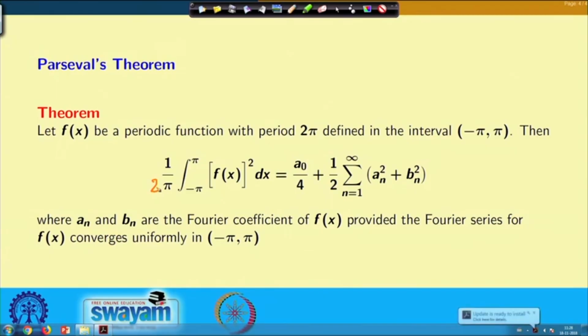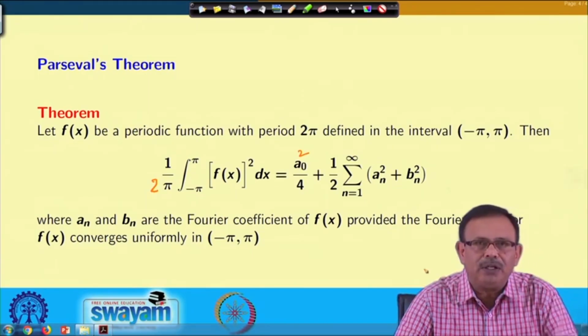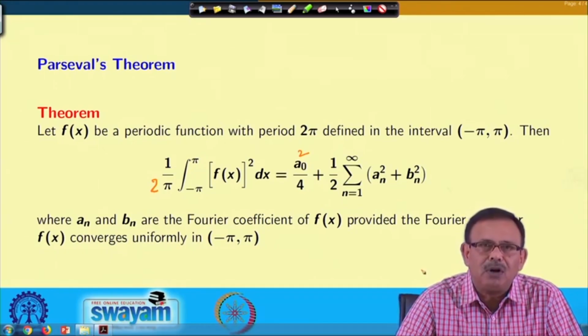Let f x be a periodic function with period 2 pi defined in the interval minus pi to pi, then 1 by twice pi integral from minus pi to pi of f x whole square dx is equal to a 0 square by 4 plus half into summation n equals 1 to infinity a n square plus b n square, where a n and b n are Fourier coefficients of f x, provided the Fourier series of f x converges uniformly in the interval minus pi to pi.